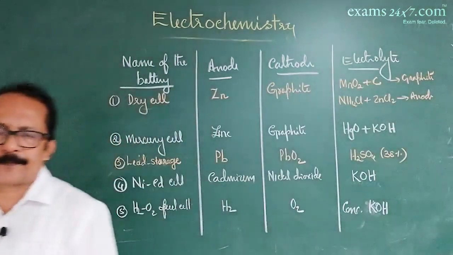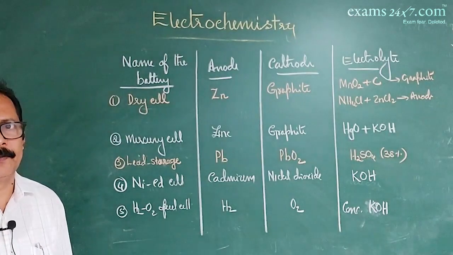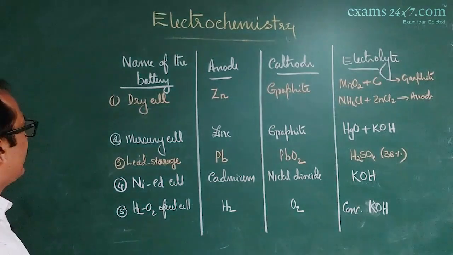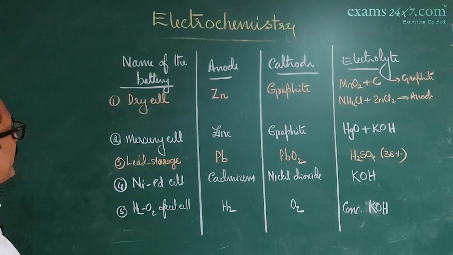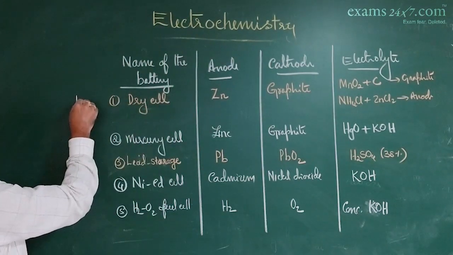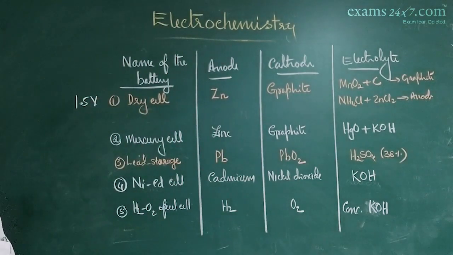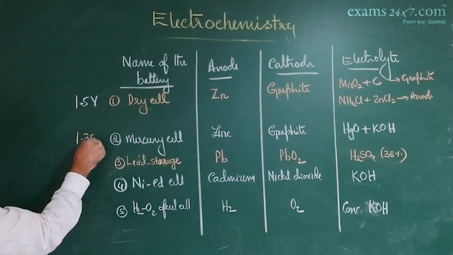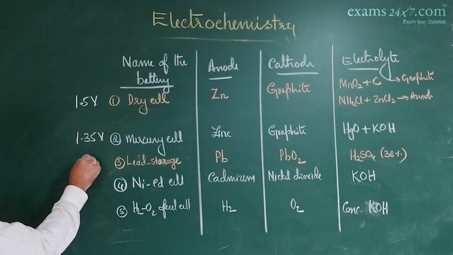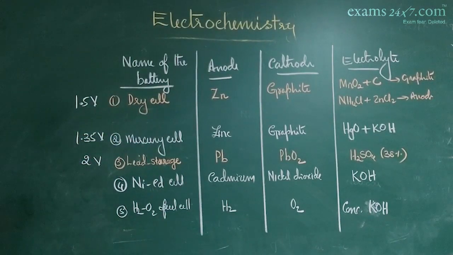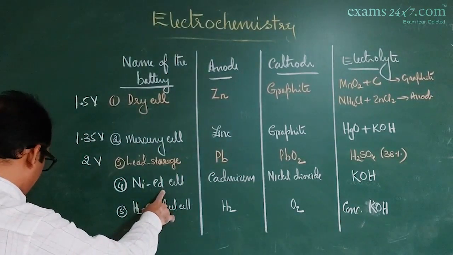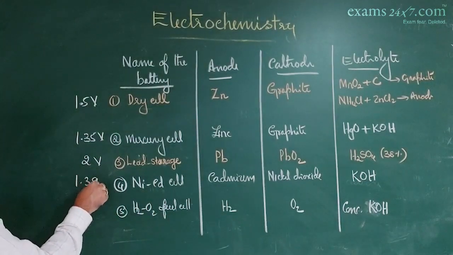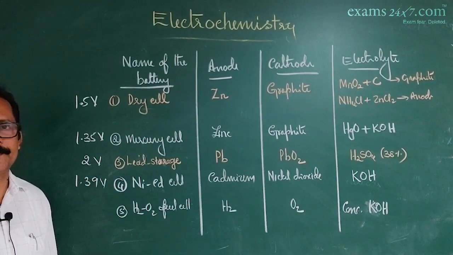Now we'll see the production of current from these different cells, batteries. So the dry cell provides 1.5 volt. Now, the mercury cell produces 1.35 volt. Lead storage provides 2 volts. Now, the Nicad cell, nickel and cadmium, that is 1.39 volt.